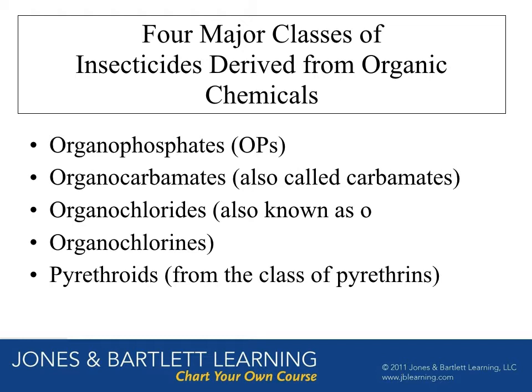But we're going to focus primarily on the organic chemical side. We'll talk about organophosphate, organophosphorus insecticides, carbamates or organocarbamates, organochlorines, of which DDT is one, and pyrethroids, which come from a naturally occurring substance called pyrethrin, which is found in certain plants.